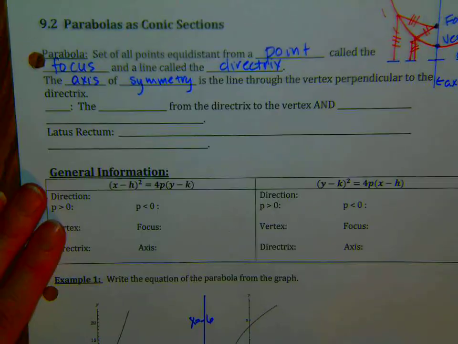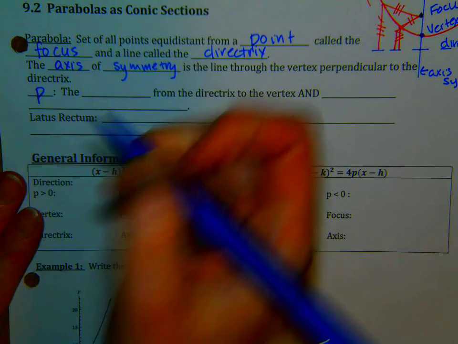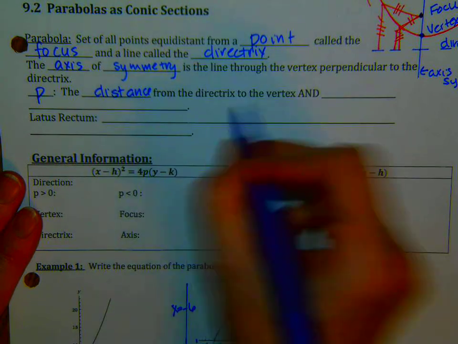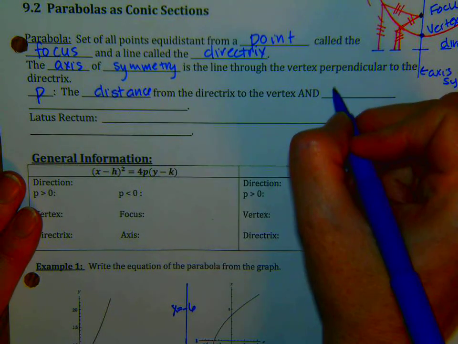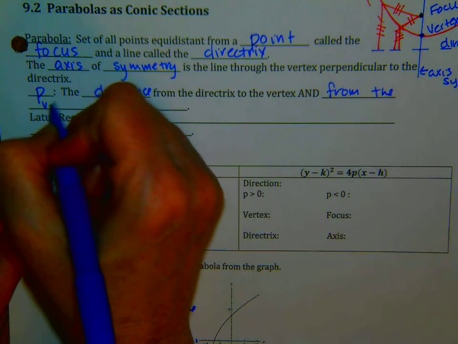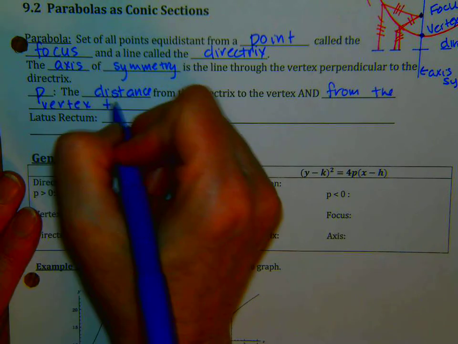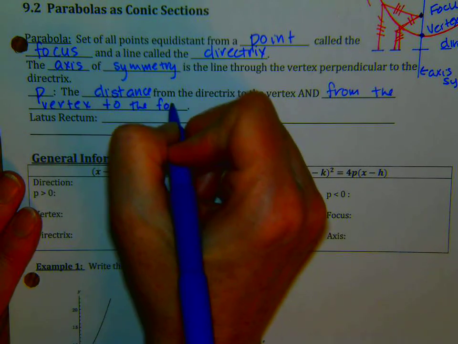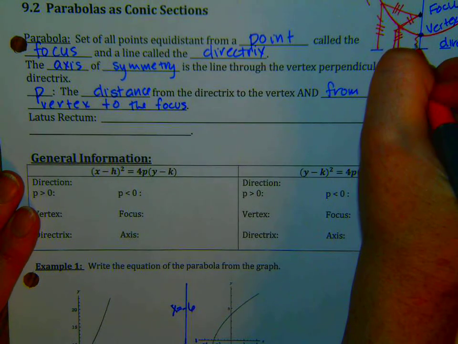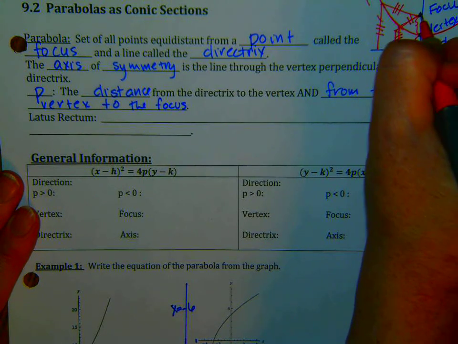We have a special letter when we're using parabolas. If you remember, this is P. P is the distance from the directrix to the vertex and from the vertex to the focus. Let me draw it. So P is this distance from the vertex to the directrix. It's the same distance from the focus to the vertex.